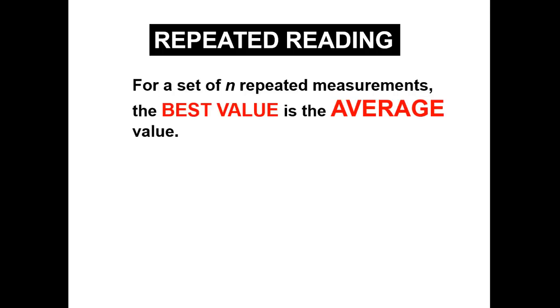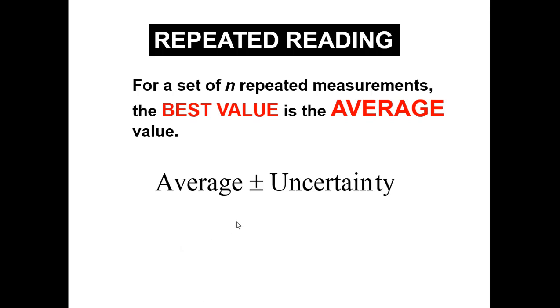Then boys and girls, most of the time we are going to do repeated readings in experiments. So for repeated reading, how are you going to note down the uncertainties? For a set of n repeated measurements, normally the best value will be the average value. So how are we going to note down the measurements? We are going to have the average value plus minus uncertainties, so we have x bar plus minus delta x.